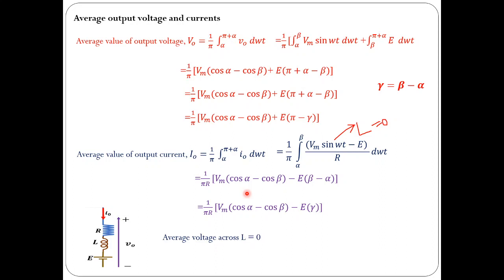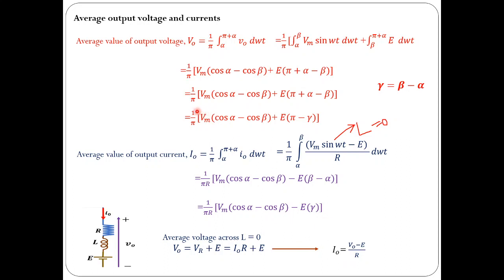And the same thing can be obtained from this fact. We know the average value of voltage across the inductor must be 0, otherwise the load current would increase indefinitely, which is not practical. So for that case, the average value of load voltage is equal to the average value of resistor voltage plus battery voltage, as the average value of inductor voltage is 0. So V naught is equal to I naught into R plus E, where E is the battery voltage, R is the resistance, and I naught is the average value of load current. Rearranging, you get I naught equal to V naught minus E by R. So you will get this expression again.